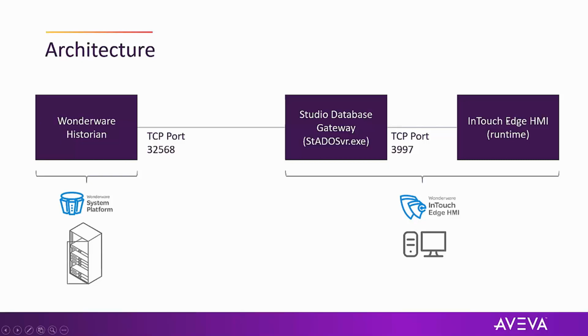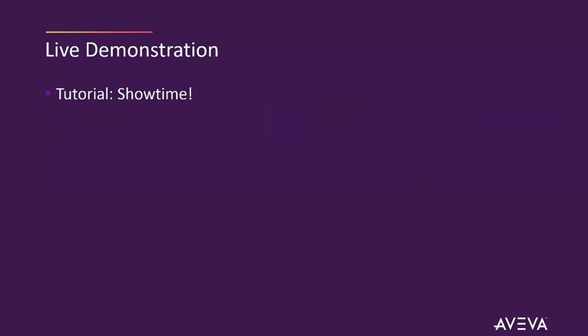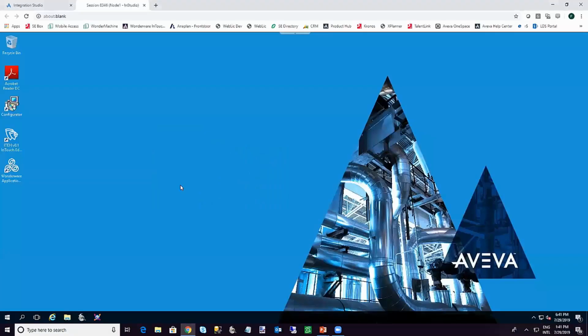And also by default, when you launch InTouch Edge HMI runtime, it automatically runs the Studio Database Gateway. The Studio Database Gateway then connects to Wonderware Historian on the same computer or in a remote computer by default through the TCP port 32568, and then uses this connection to save and retrieve data from Wonderware Historian. Very simple configuration. Now let's see in the real world how it works.